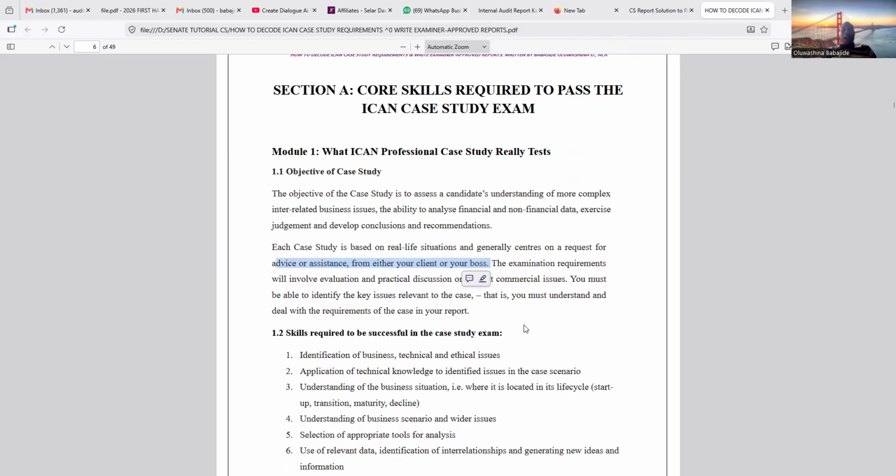The examination requirement will involve evaluation. You see now, that is part of what we are going to deal with. Evaluation and practical discussion on current commercial issues. You want to practicalize all what you have done in foundation skill, even in the professional level. That is why they put the case study exam on the last day of the exam. They want you to practicalize everything in a practical way. Even if you are a working-class person, all the experience that you have gained in your workplace is very valuable.